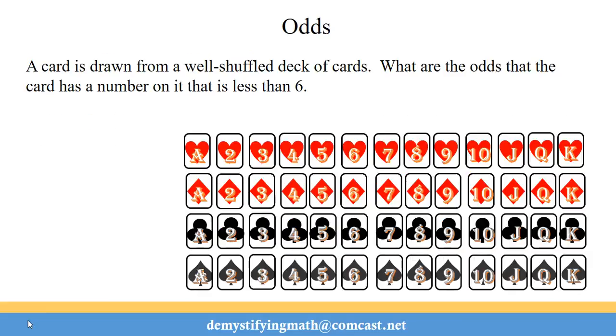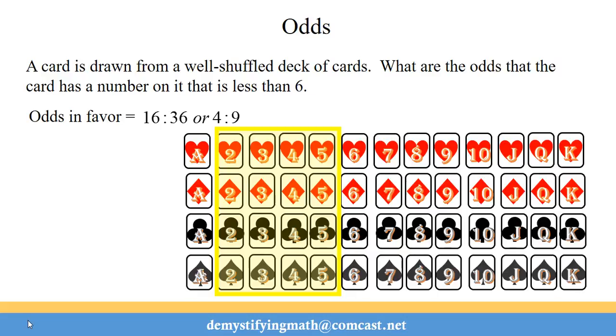A card is drawn from a well-shuffled deck of cards. What are the odds that the number on it is less than 6? So we have 16 that are less than 6, which means that the rest of them are going to be not less than 6, or not have numbers on them. So there's 36 that don't have numbers less than 6 on them. So 4 to 9 are our odds in favor. Remember, our odds against would just be the reverse of that.